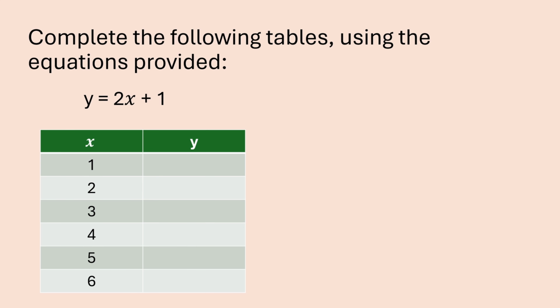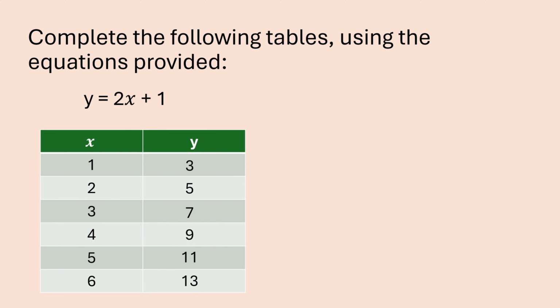y is equal to 2x plus 1. If x is equal to 1, then y is equal to 2 times 1 plus 1, which is equal to 3. If x is equal to 2, then y is equal to 2 times 2 plus 1, which is equal to 5. If x is equal to 3, then y is equal to 2 times 3 plus 1, which is equal to 7.